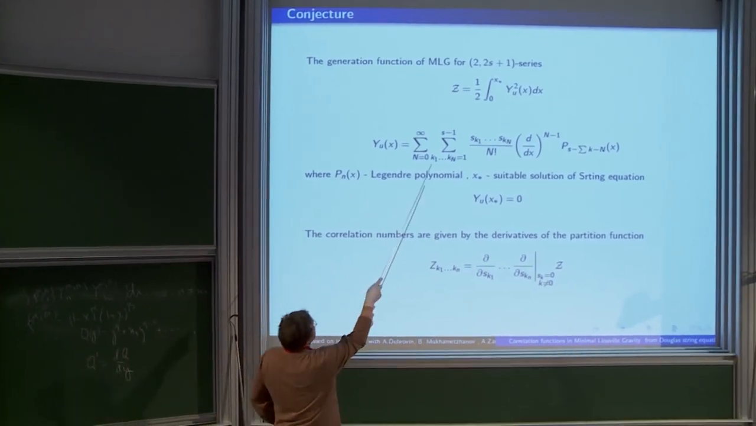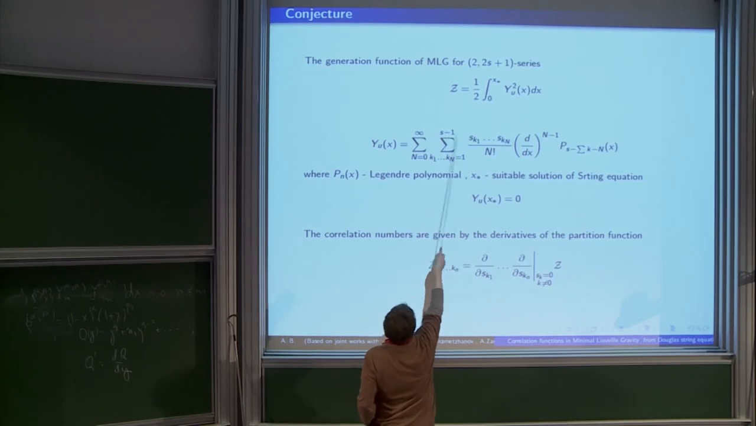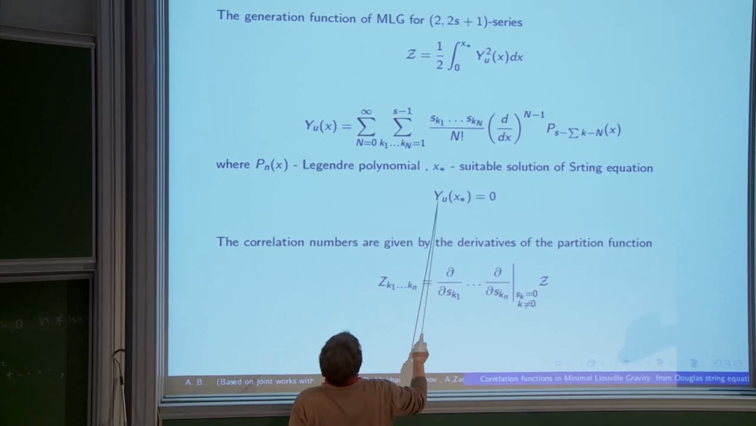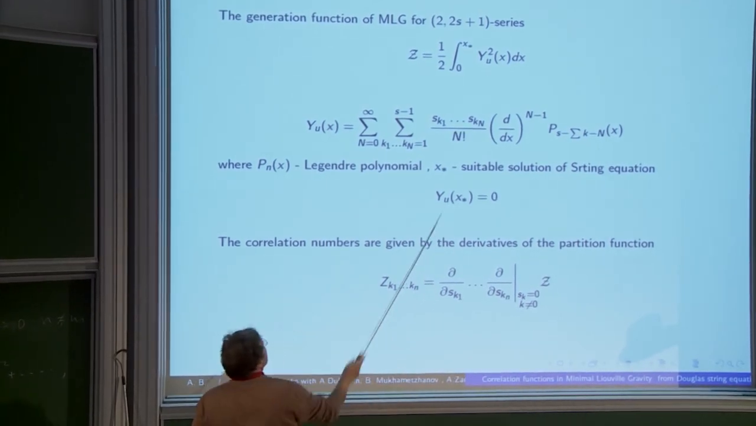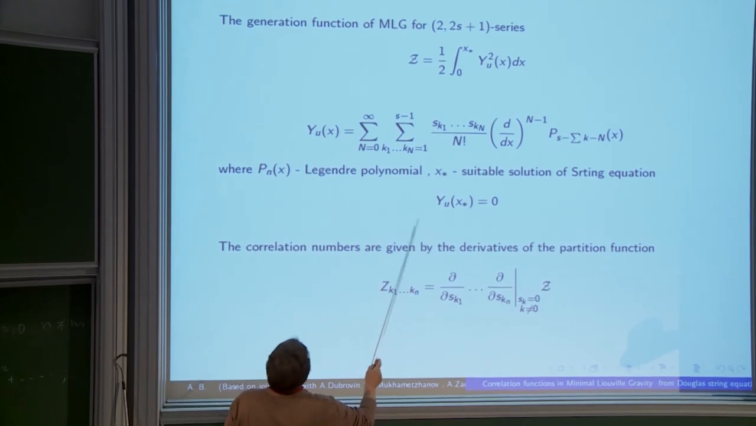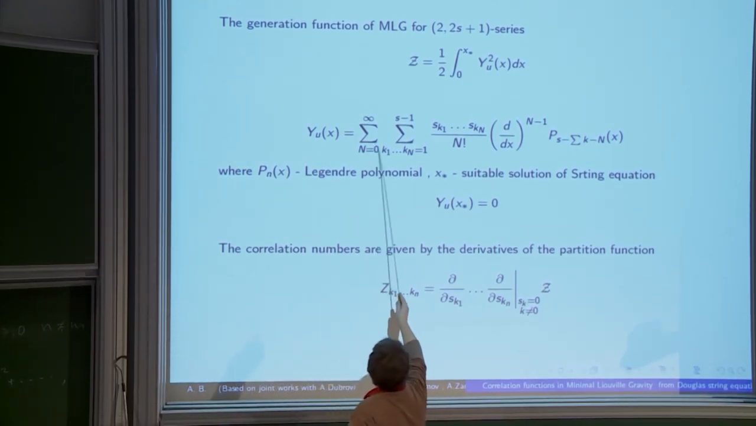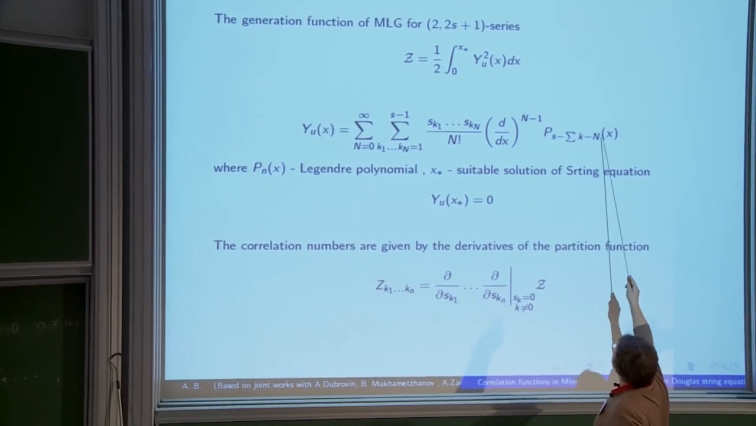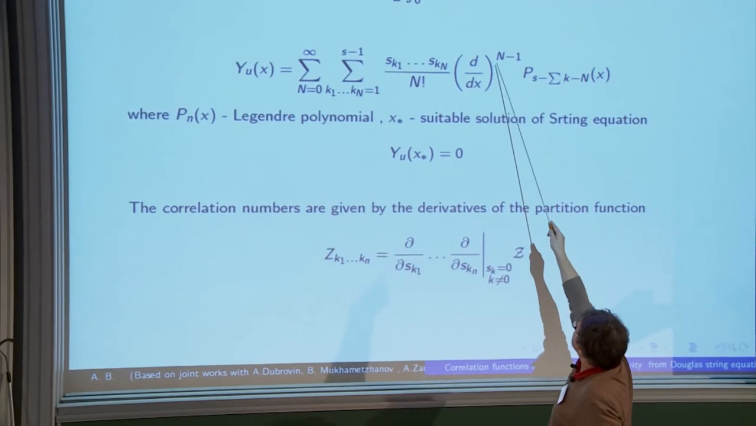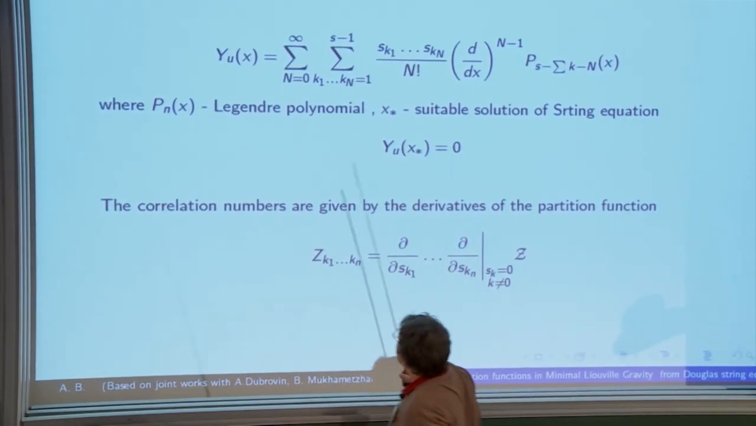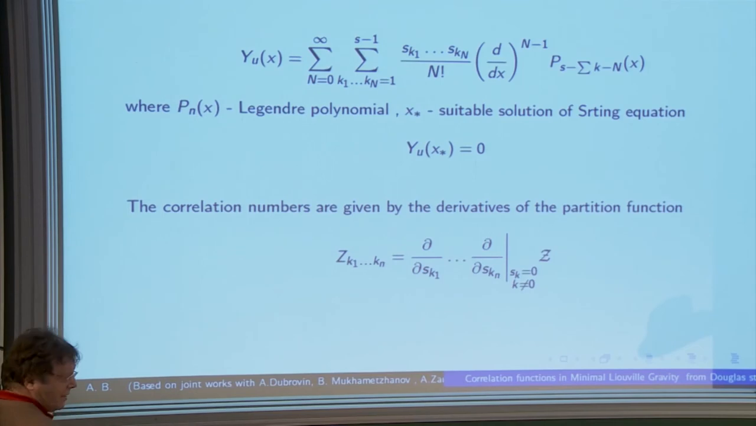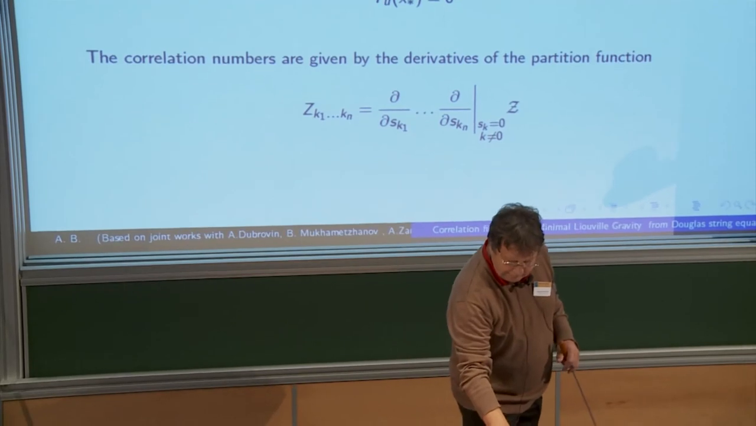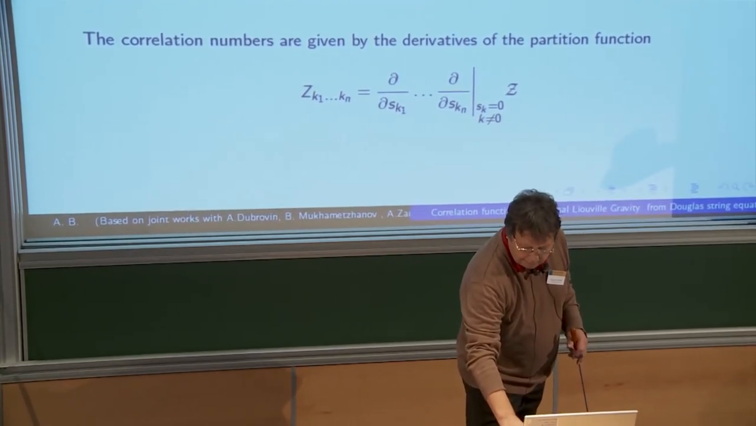The partition function for this series is equal to this integral. X star is the root of this polynomial. And Y is this series. Here we have Legendre polynomials of this order, differentiated n minus 1 times. And it gives the answers. It would be interesting to prove this formula. It's a conjecture. It's very simple. I don't know how to do it.